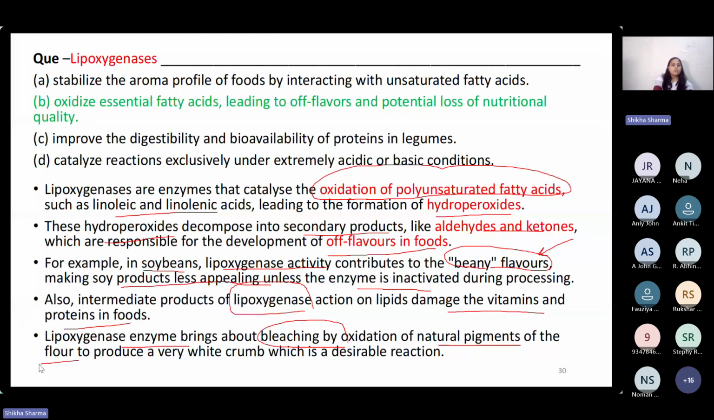To get a white crumb in bread, lipoxygenase enzyme is sometimes desirably used to bleach the pigments. Lipoxygenase is going to provide the white color to the flour, which will produce a white crumb. So that's a desirable reaction, and it is used in the food industry to get the natural white color.